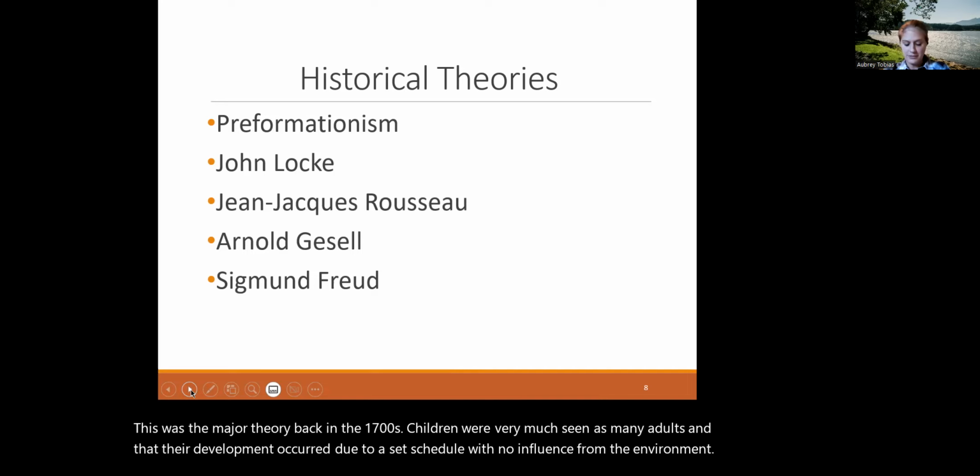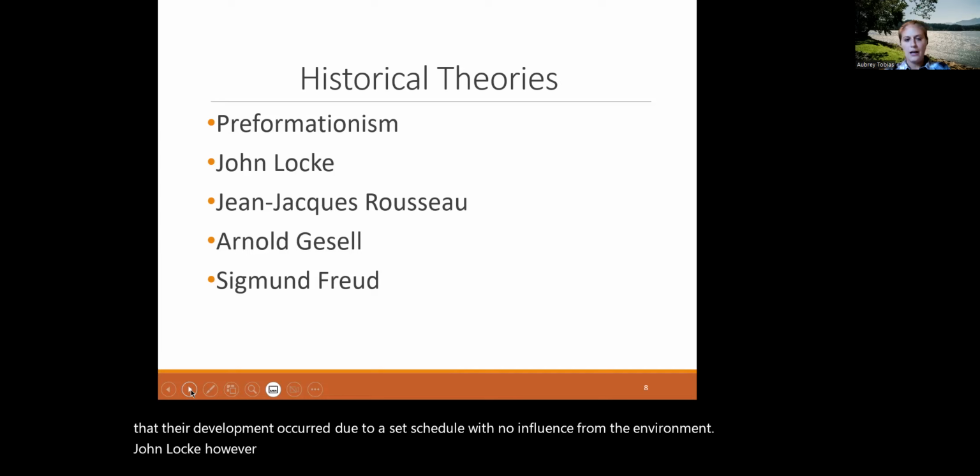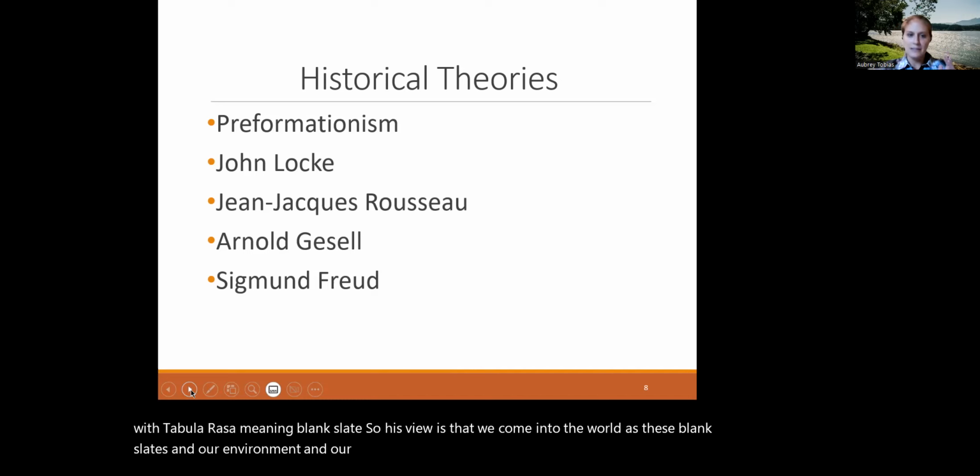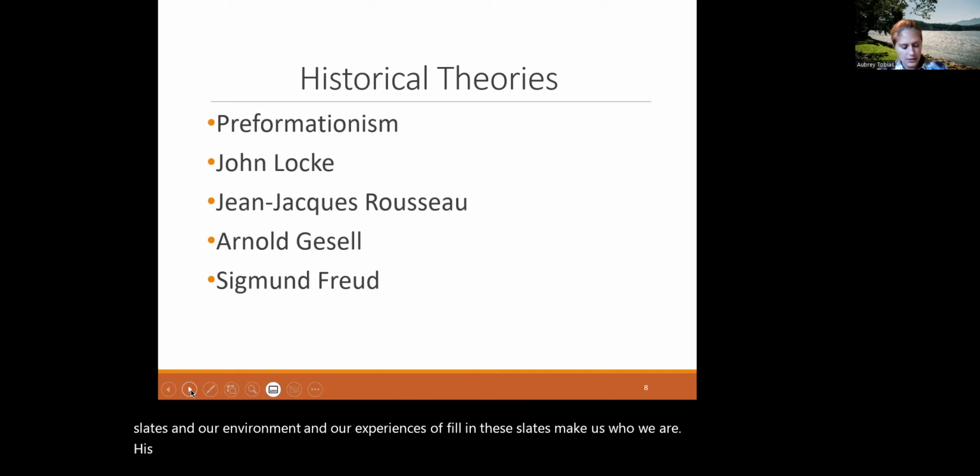John Locke, however, disagreed with this view. He was a proponent of a term that he came up with, tabula rasa, meaning blank slate. So his view is that we come into the world as these blank slates, and our environment and our experiences fill in these slates, make us who we are. His theory laid the groundwork for behaviorism, for people like Pavlov, Skinner, and Bandura, and learning theory in general.